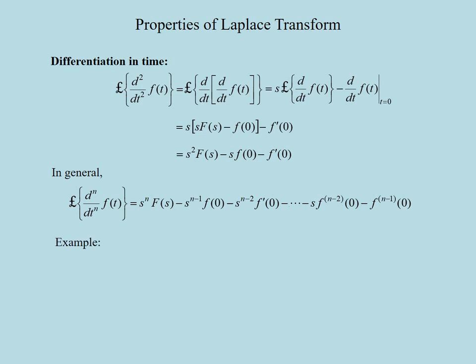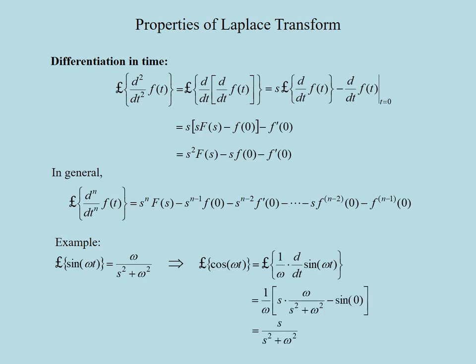As an example of application of the differentiation property, let us consider the Laplace transform of sine omega t and obtain the Laplace transform of cosine of omega t. In fact, cosine omega t is the derivative of sine omega t divided by omega. Now, using the Laplace transform of sine omega t in the differentiation theorem and noting that sine of 0 is 0, we can show that the Laplace transform of cosine omega t is s divided by s square plus omega square.